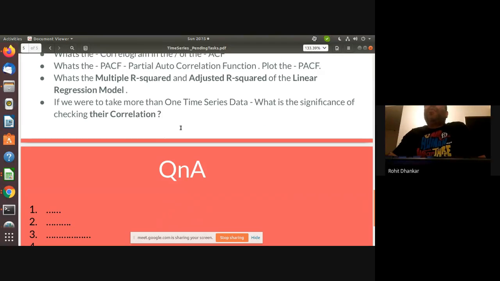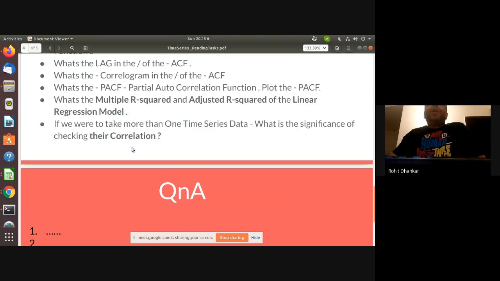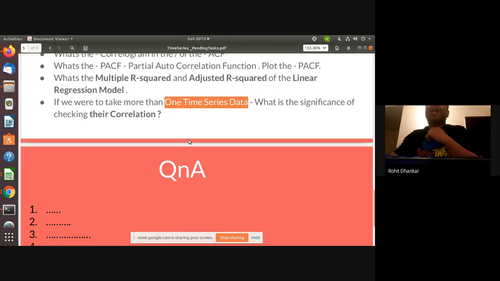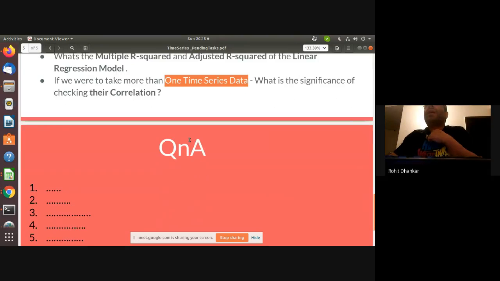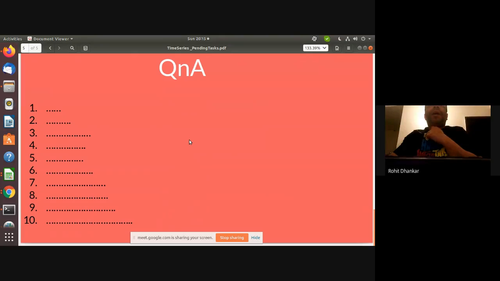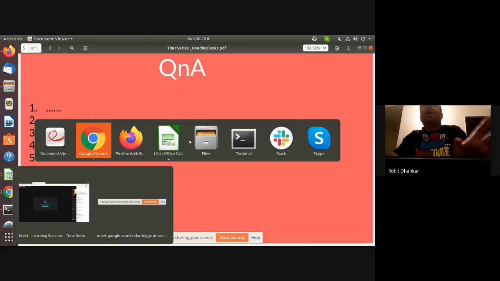Then, if you take more than one time series, what is the significance of checking their correlation? I think Basil or somebody asked this question, that if you have more than one time series and you are checking the correlation between them, and I also mentioned humidity and sunlight and all that, how does that play? And this is where I'll try and put the other questions that everybody has had, that I've noted and that are there in the chat, and I'll share with everybody.